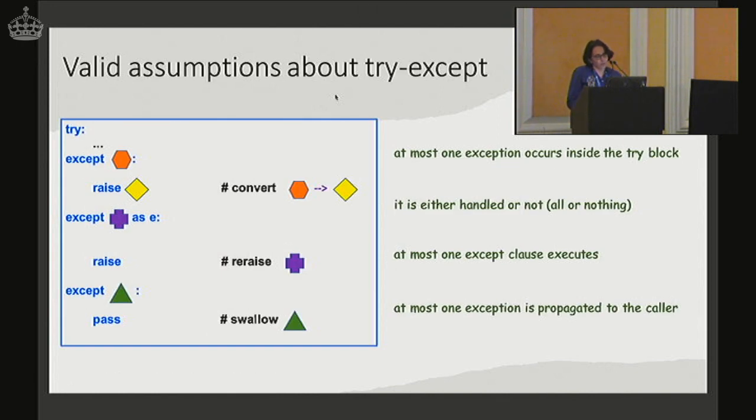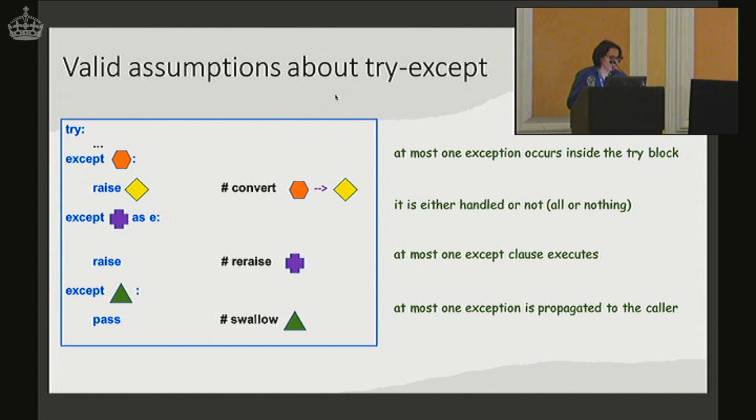So now, before I go to except star, let's talk about try except. Let's assume we have a very complicated try except construct like here. We can catch the orange hexagon, and if we do, we swallow it, and we raise a yellow diamond instead. If we catch a purple plus sign, then we just re-raise it. It's as if we never caught it.